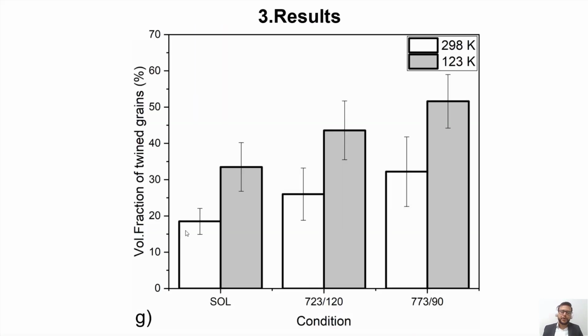And here we calculated the volume fraction of twinning grains, and these fractions increased from Sol to 773 condition, and this fraction was also higher for the test performed at cryogenic temperature. Again, this is a strong indication that at cryogenic temperature, the main deformation mechanism operating is the mechanical twinning.